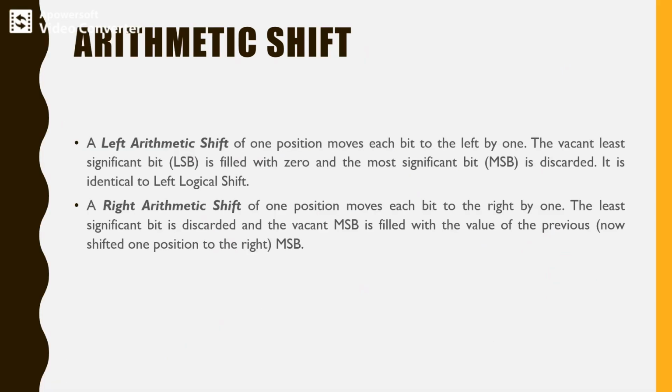A left arithmetic shift of one position moves each bit to the left by 1. The vacant least significant bit, that is LSB, is filled with 0 and the most significant bit, MSB, is discarded. It is identical to left logical shift. A right arithmetic shift of one position moves each bit to the right by 1. The least significant bit is discarded and the vacant MSB is filled with the value of the previous MSB, so that is now shifted one position to the right.